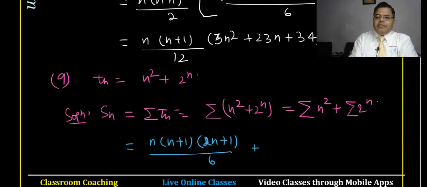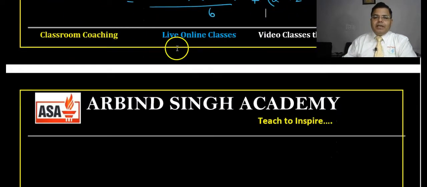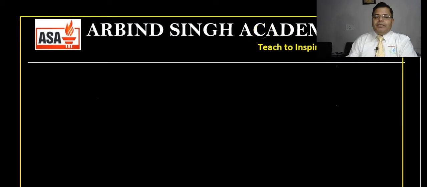But as far as 2 to the power n, we will come 2 to the power 1 plus 2 square plus 2 cube up to 2 to the power n, right? And that is in GP. So one part of that is an AP and another one is GP. So apply the sum of n term of GP. So what will be the sum?